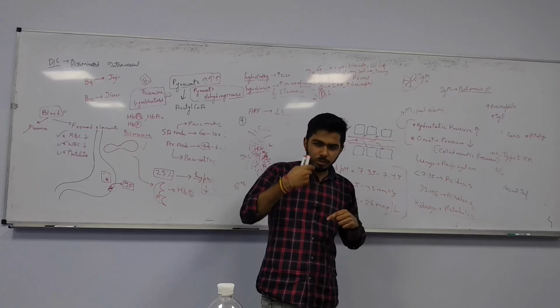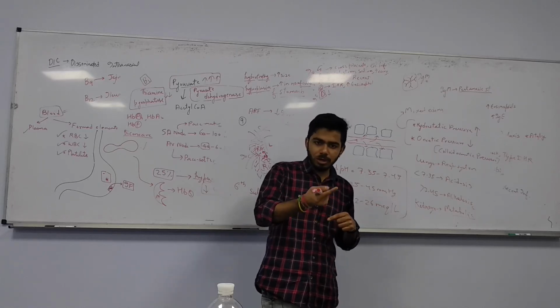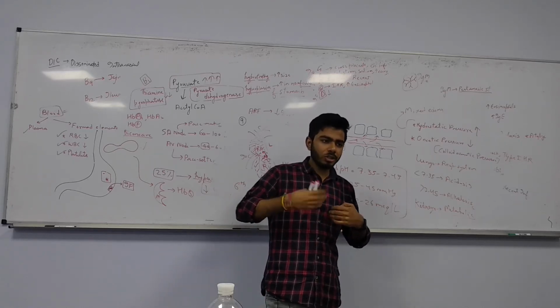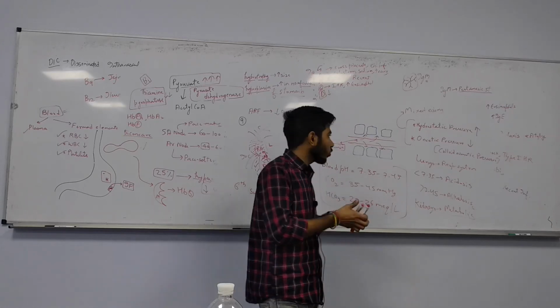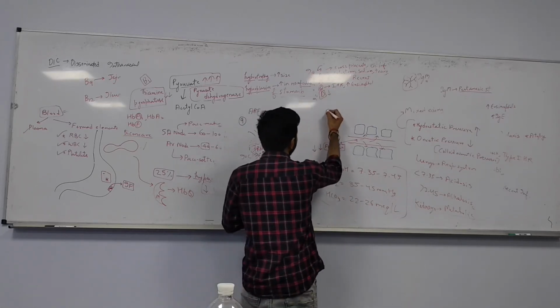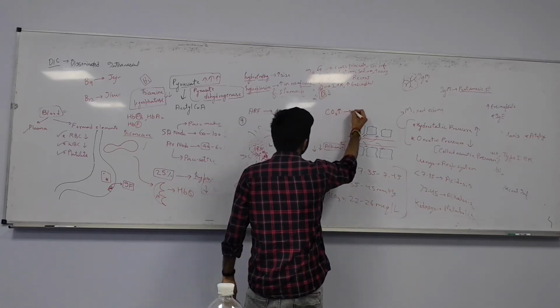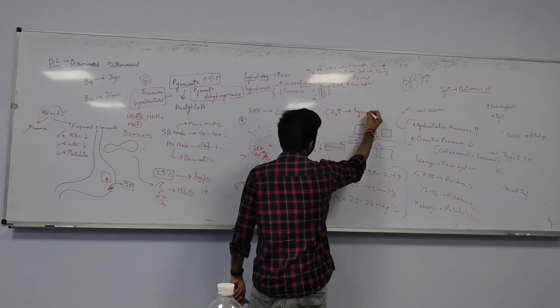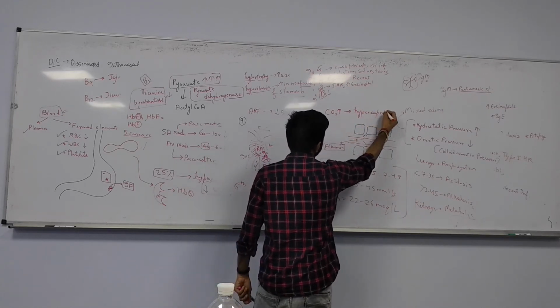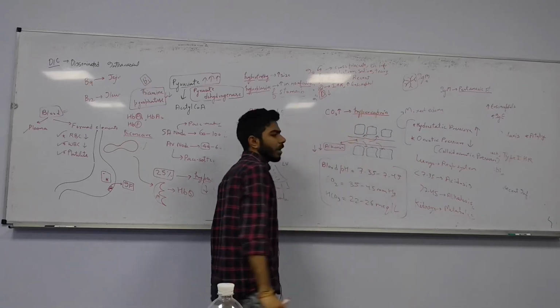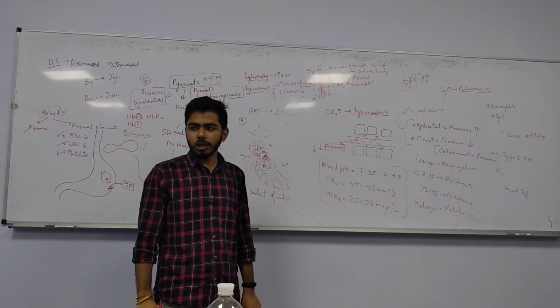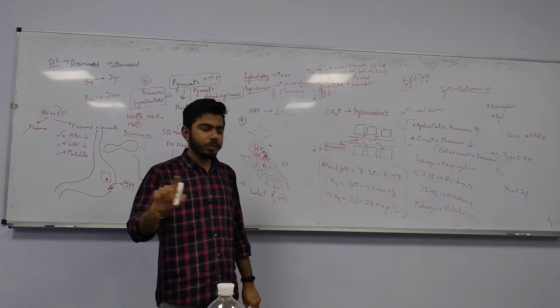If the person is not able to exhale the proper amount of carbon dioxide from the lungs, the CO2 concentration inside the lungs will increase. If CO2 concentration inside the lungs is increasing, I call this situation hypercapnia, where hyper means more and capnia means carbon dioxide. So CO2 concentration is increasing.